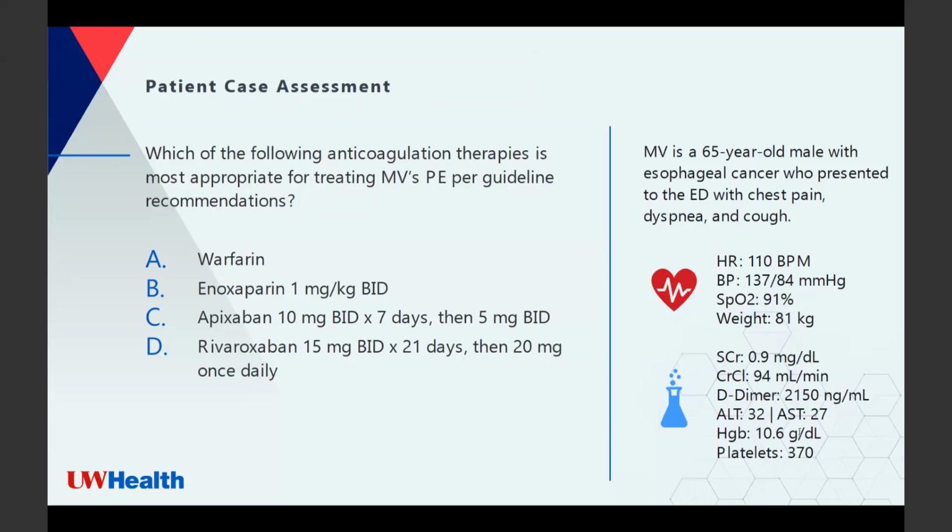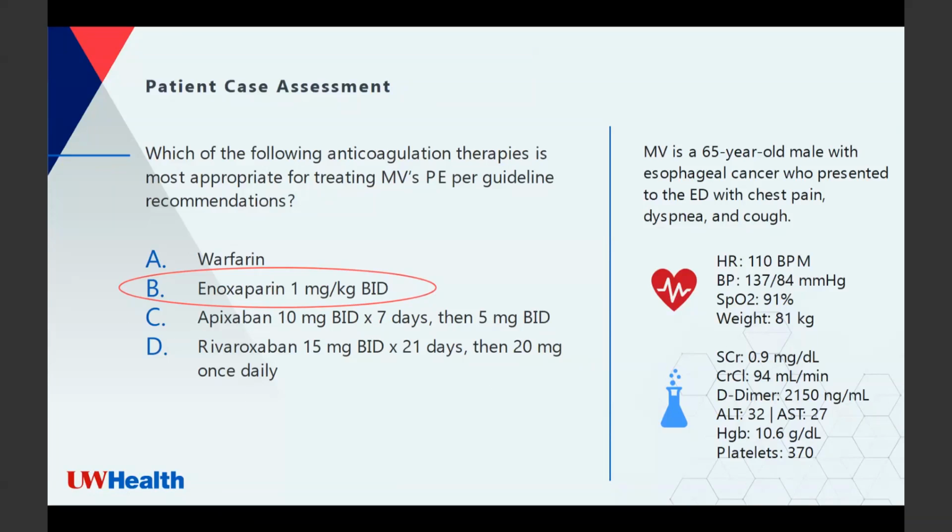All right, so I see a lot of C's. The answer is actually B, enoxaparin at 1 mg per kg BID. The key point here is that the patient has esophageal cancer and is at a high bleed risk. So per the NCCN guidelines, low molecular weight heparin is preferred over DOACs in patients with gastroesophageal malignancies.